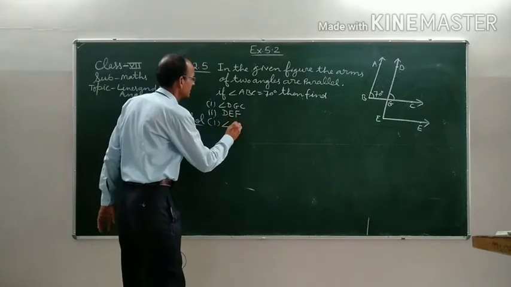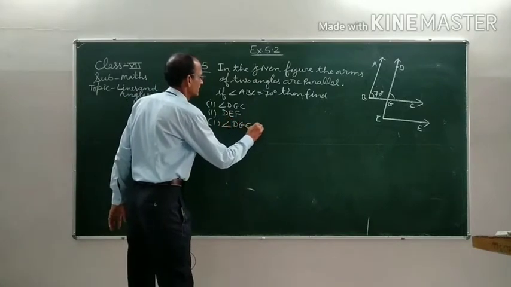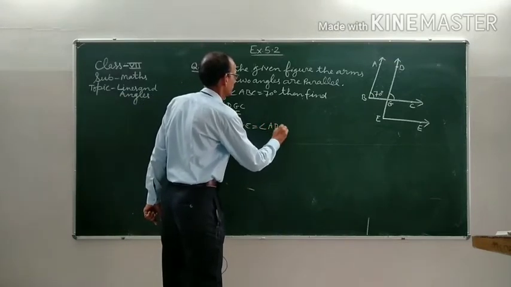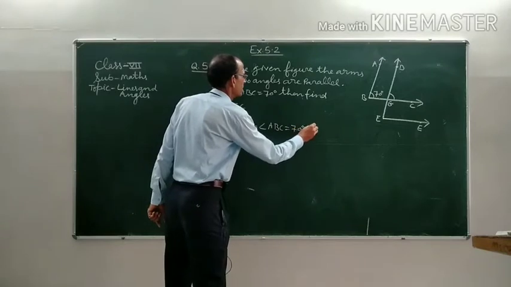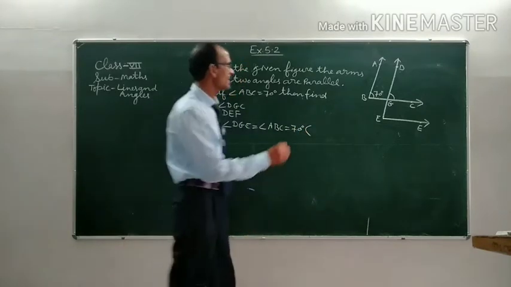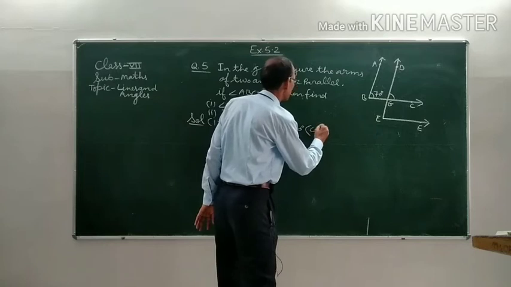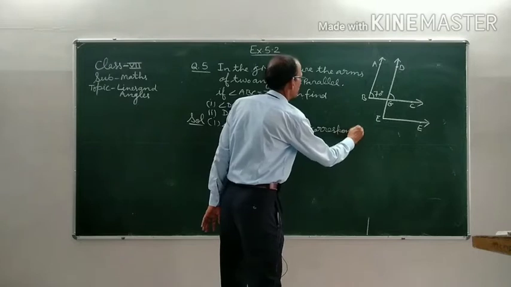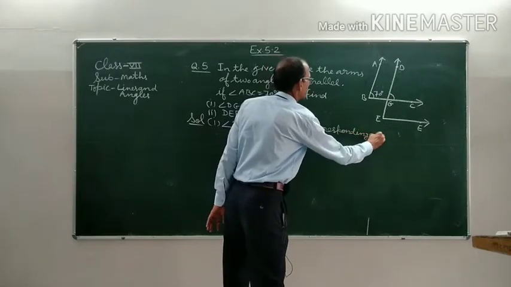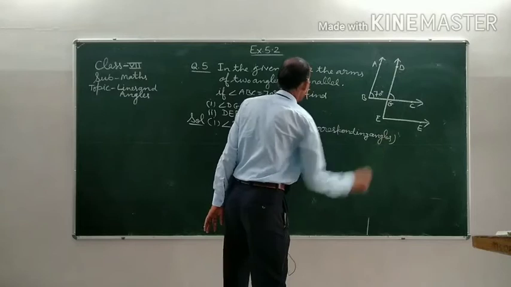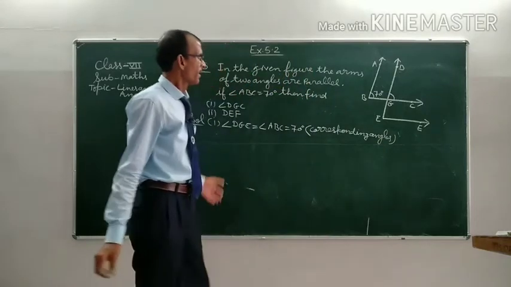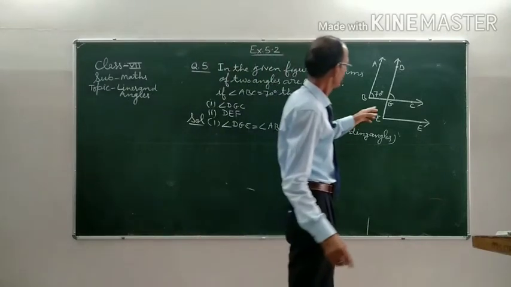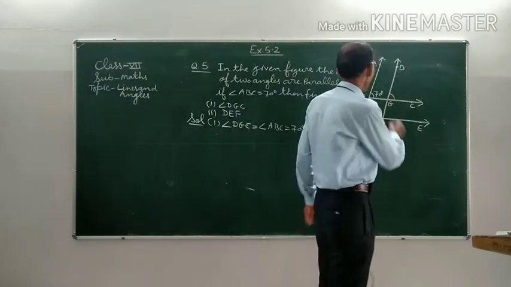Angle DGC is equal to angle ABC is equal to 70 degree. Why? Because these are corresponding angles. Okay. Next part is angle DEF, this angle.